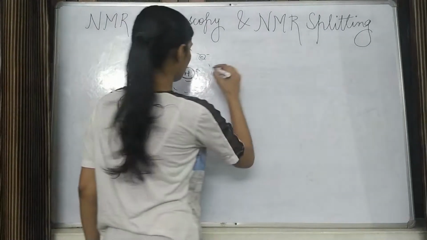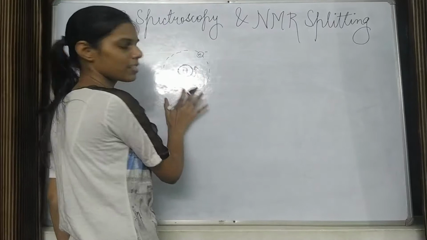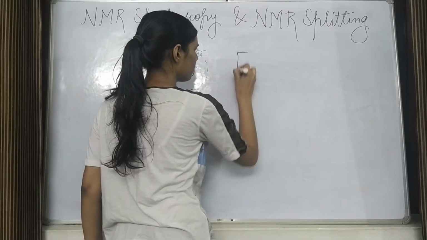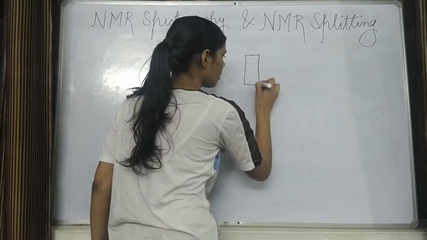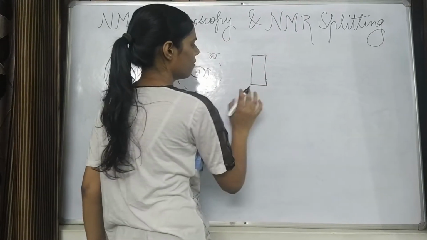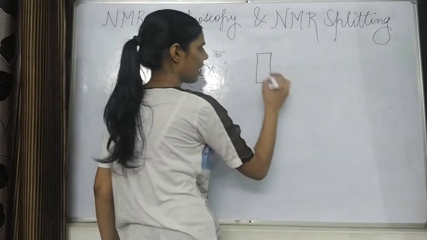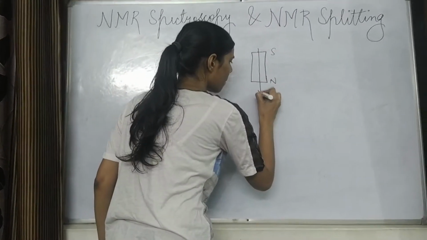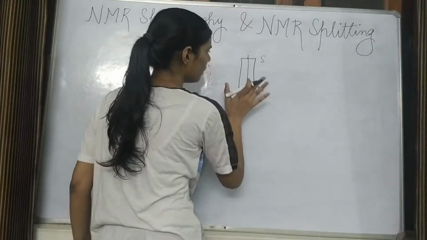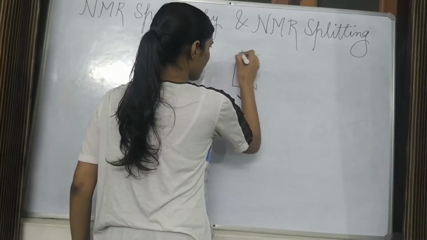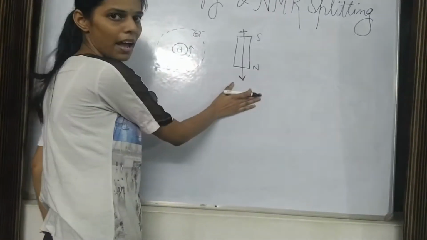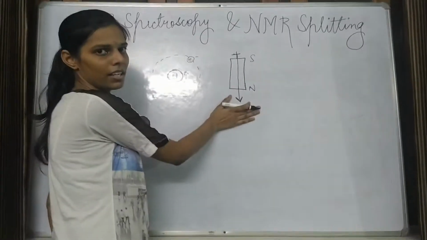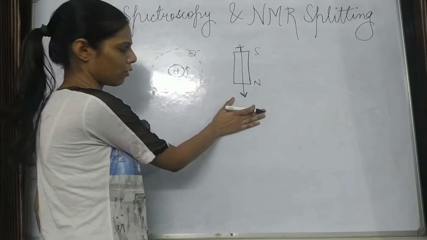So what we do, this atom is acting as a magnet. So I'll show it here. This is the hydrogen atom. We'll consider this as a magnet. Magnet has a north pole and a south pole. So this hydrogen atom will be considered as a magnet. This magnetic property is exploited by NMR spectroscopy.